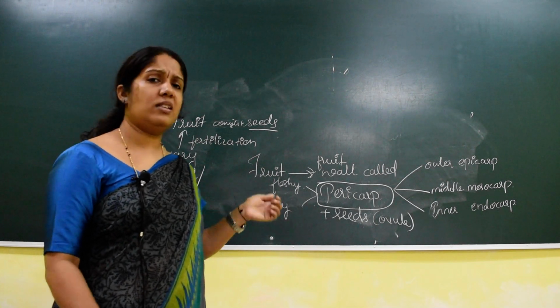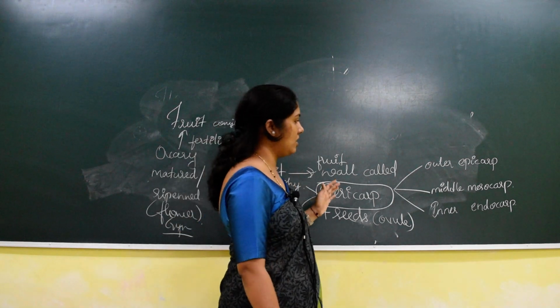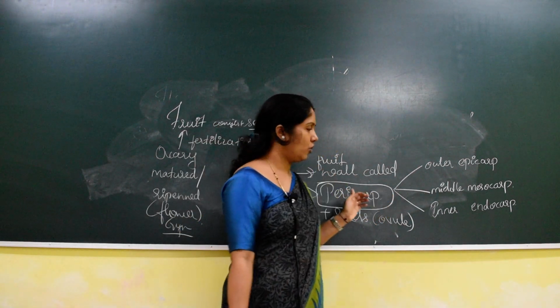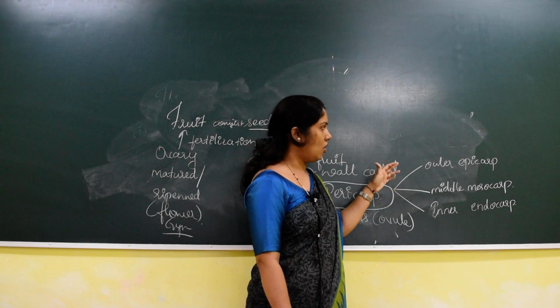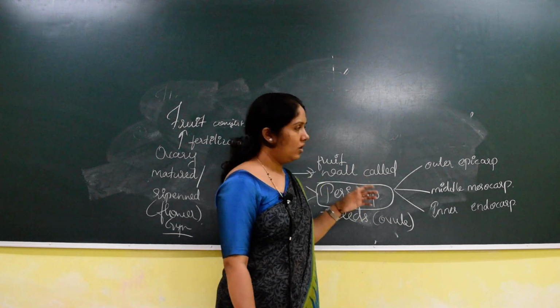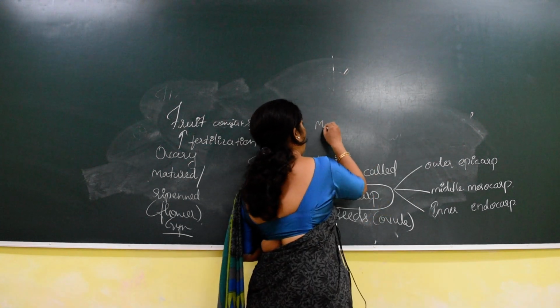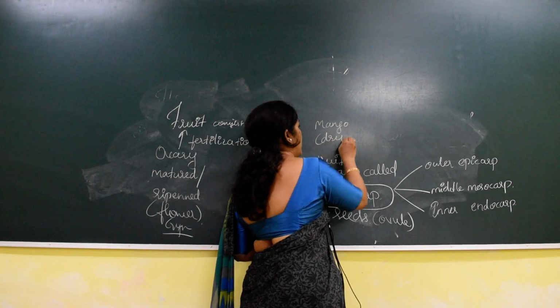So the fruit is divided into a number of categories, but the basic thing is that whatever fruit you take, the entire pericarp is differentiated into three layers: outer epicarp, middle mesocarp, and inner endocarp. Now let us take a best example, mango. Mango belongs to a type of fruit called drupe.